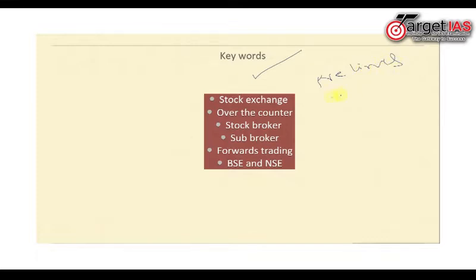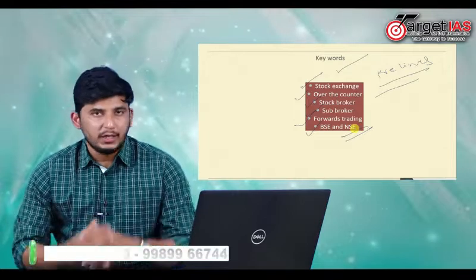Preliminary questions of economics are very simple because they focus more upon the economics, but the trend of UPSC is slightly applying the application part of the terminologies that we are going to look upon. So we are going to talk about stock exchange, over the counter, stock broker, sub broker, forward trading, Bombay Stock Exchange and National Stock Exchange. These are the keywords, along with current affairs and case studies as well. So moving on to the keywords.